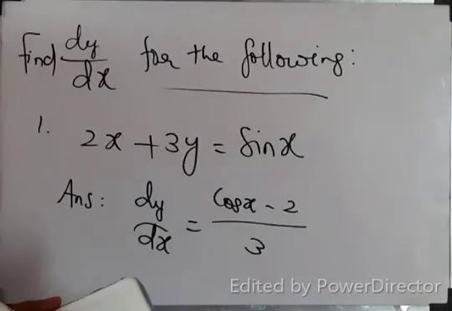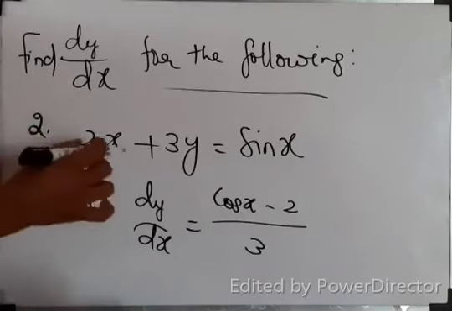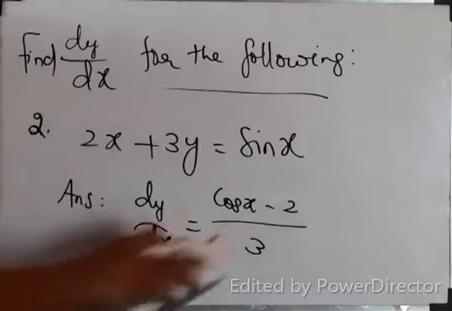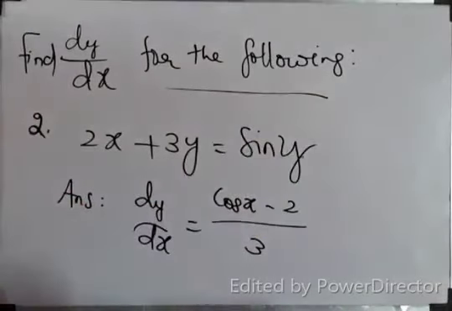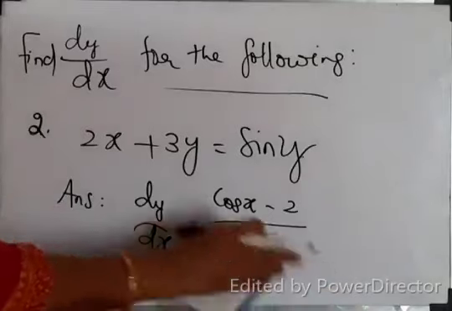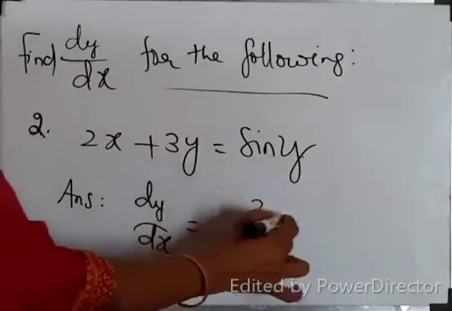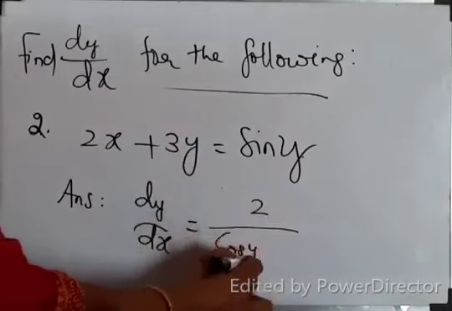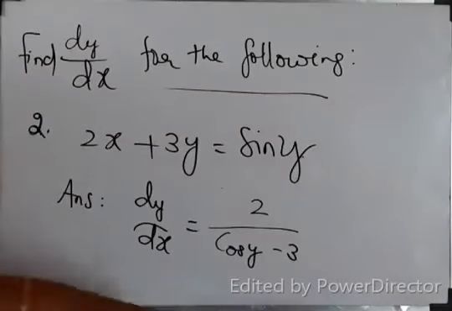Next is second question, number 2. Second question is 2x plus 3y equal to sin y. Very simple. So, what is dy by dx? The answer for second sum is 2 by (cos y minus 3). Second sum over.